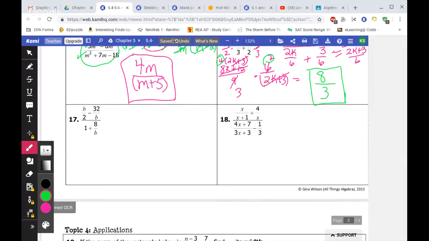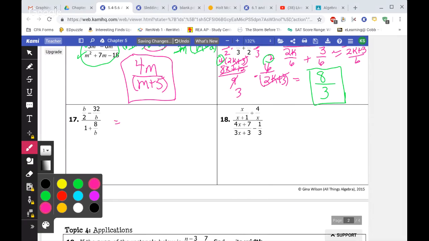Okay, on number 17 and 18. Both of those actually, once again, you need to get single fractions on the top and single fractions in the denominator, and neither on 17 or 18 do they have that. So we need to get a common denominator for the top, and we're going to multiply this by b, and we're going to multiply this by 2. So b times b is going to be b squared at the top. And 3 times 32 is 96. All over 2b.